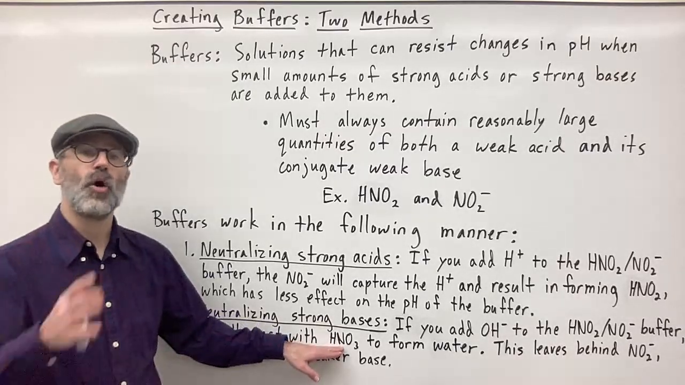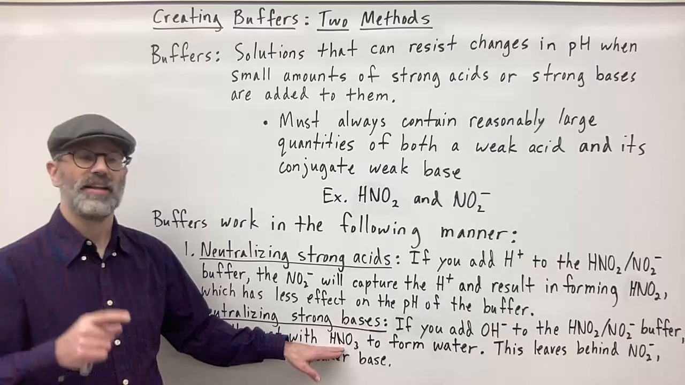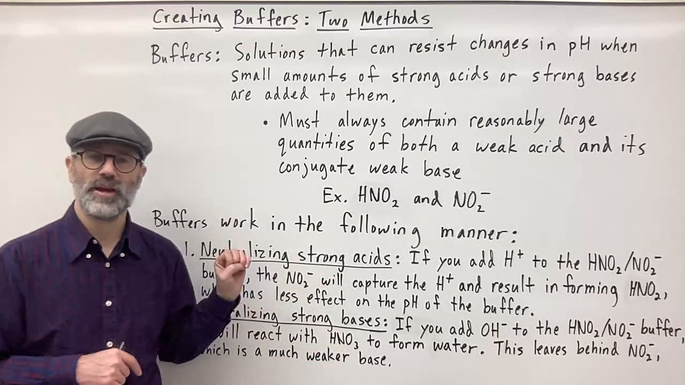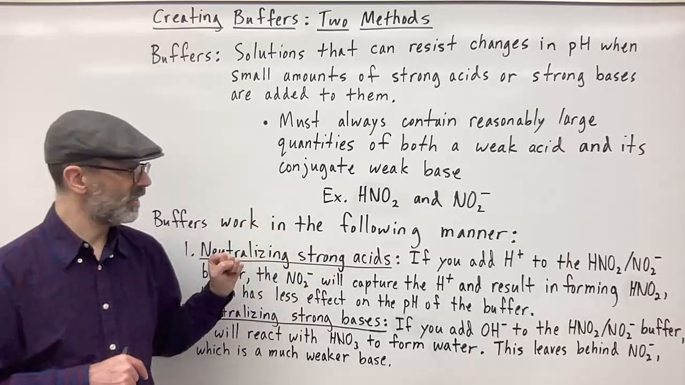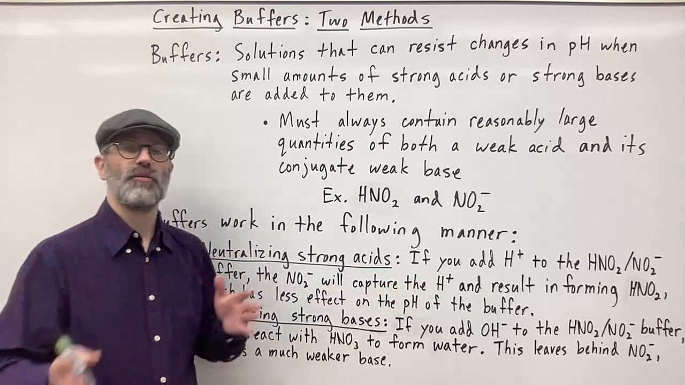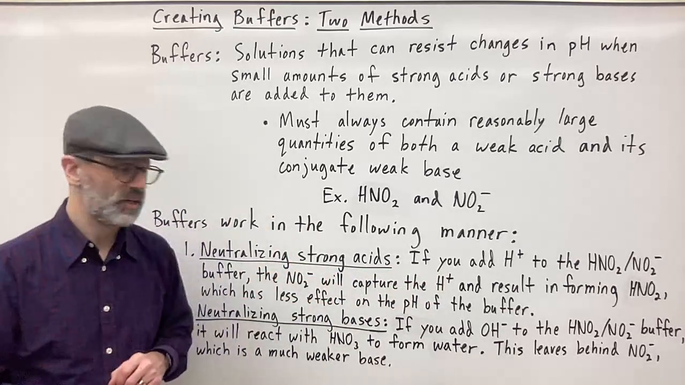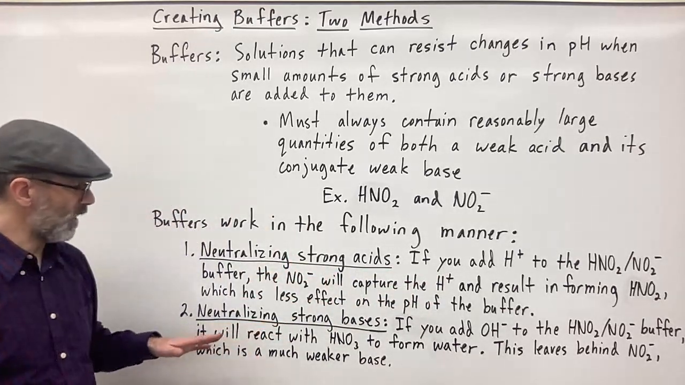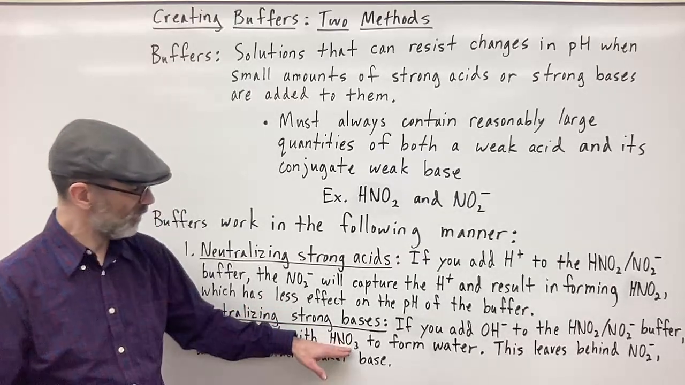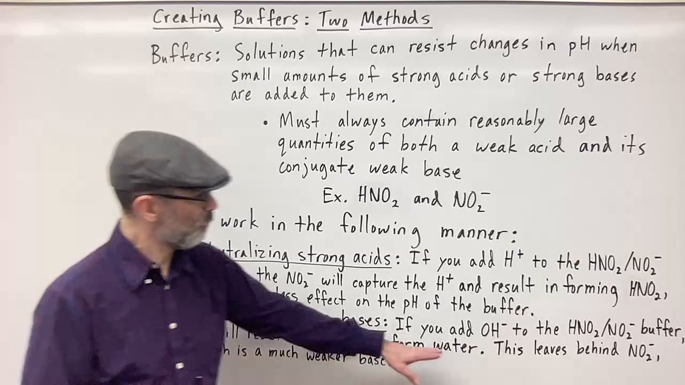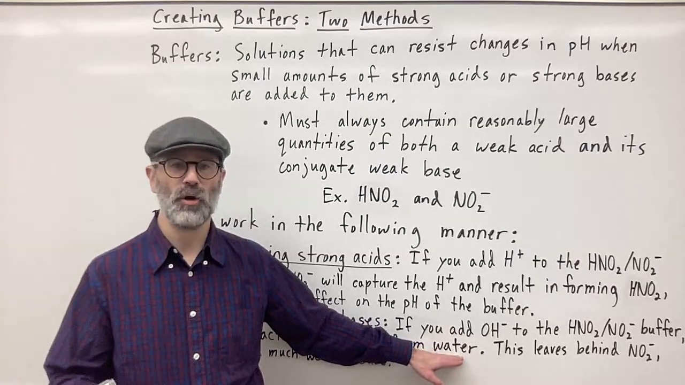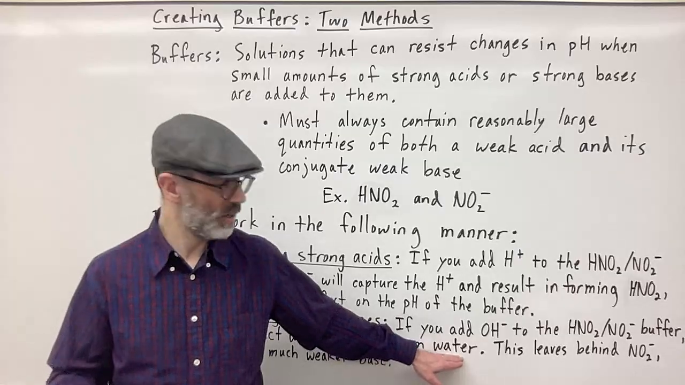So it's going to go in the reverse direction, right? When we're neutralizing strong acids, the acid is going to react with the nitrite, the conjugate base, and then it's going to reform the weak acid. In this case, the hydroxide is going to react with the weak acid in the buffer, and it's going to then form water. Water is a neutral substance, it's unreactive, so that's not going to do anything.